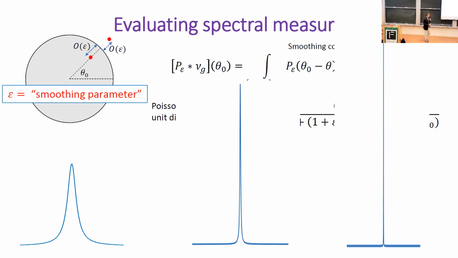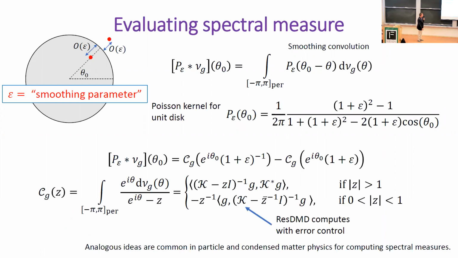So for epsilon greater than 0, what you're doing is smoothing the spectral measure and then evaluating that smoothed version pointwise. And we really like this Poisson kernel because it can actually be computational. This is relatively well known in the physics literature, but in this case you can write down this smoothed version, not as an integral, but in terms of Cauchy transforms, and eventually collapse it to just evaluating the action of this resolvent operator and computing inner products, which we can do robustly with error control using what Matt was describing with ResDMD. Okay, so that's how we do this.